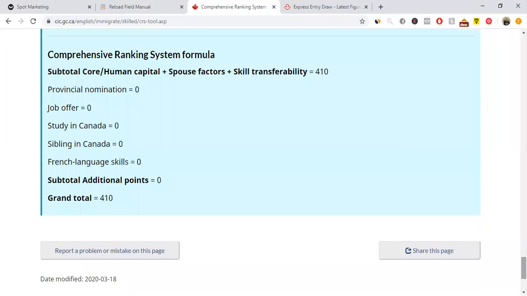From 304, now can you see? From 304, it went straight to 410. That's already 410. It went up by 106 points just by taking your IELTS extremely seriously to have the highest point possible.